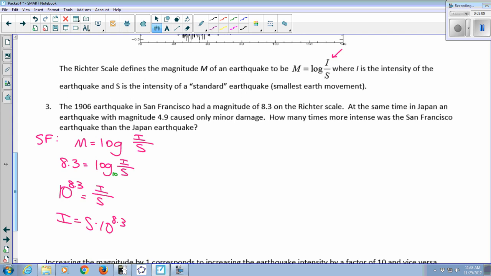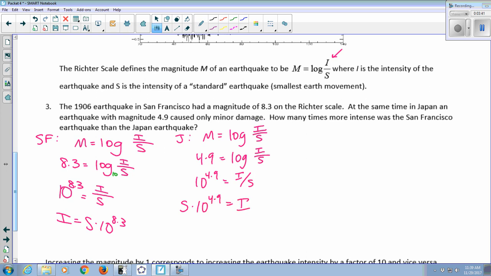I'm going to do a similar calculation for Japan. Start out with my formula. M is the log of I over S. And for M, I'm going to put in 4.9. And now I'm going to switch to exponential form. So this is 10 to the 4.9 equals I over S. Multiply both sides by S. So I have S times 10 to the 4.9 is the intensity of the Japan earthquake.